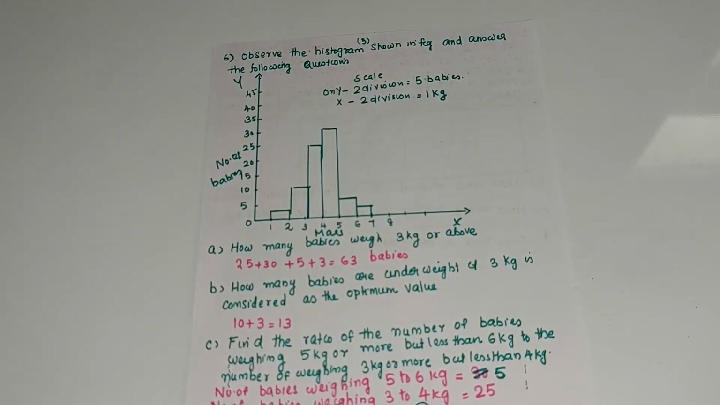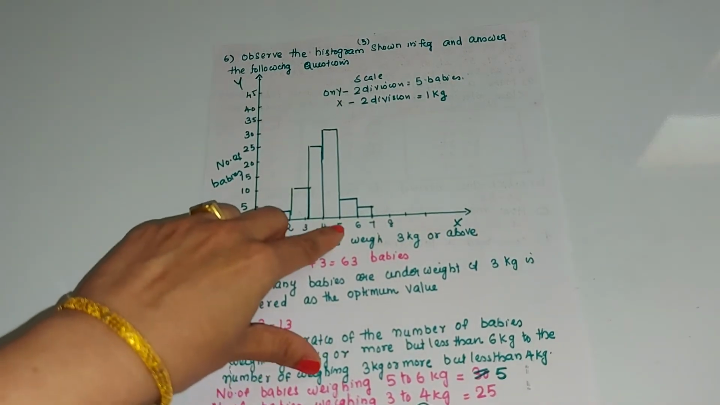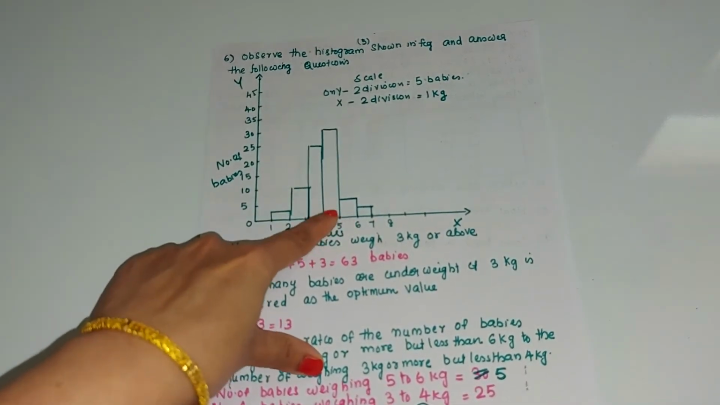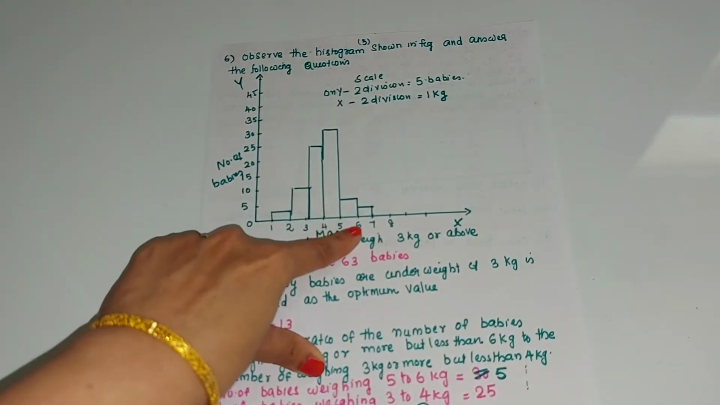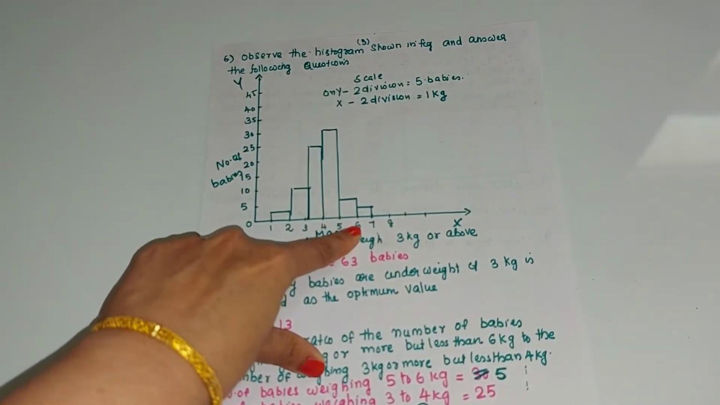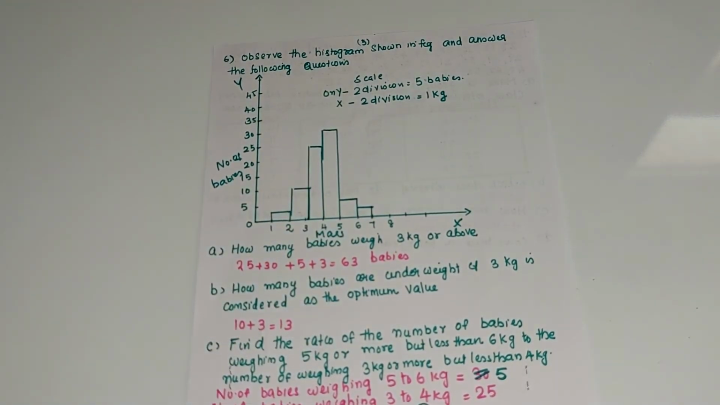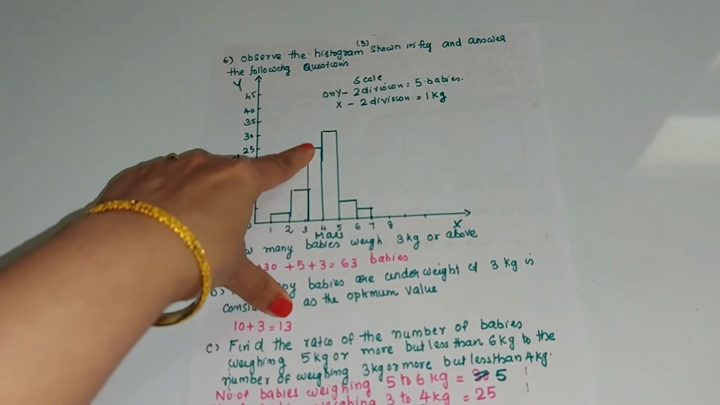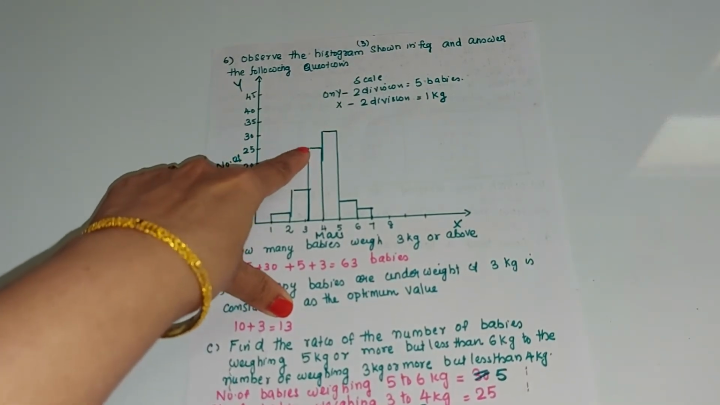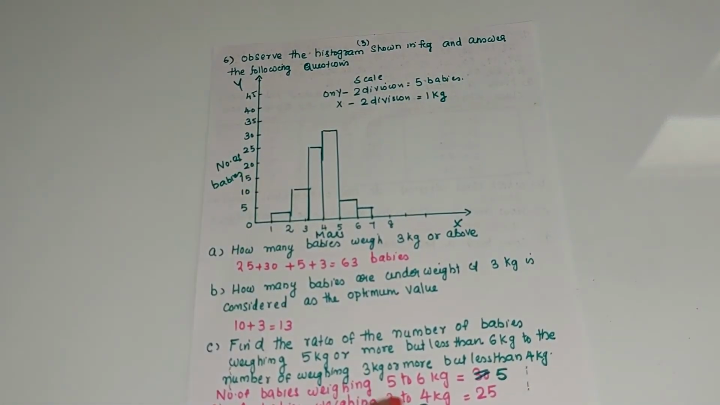How many babies having the weights 5 to 6 kilogram? You check the graph. Here it is 5 to 6. How many babies are here? It is 5. The 5 to 6 kilogram there are 5 babies, and number of babies weighing 3 to 4 kilogram, how many babies are here? It is 25. So the number of babies weighing 3 to 4 kilogram is equal to 25.